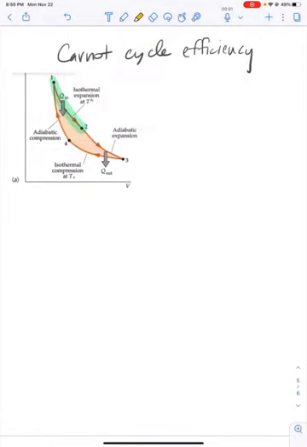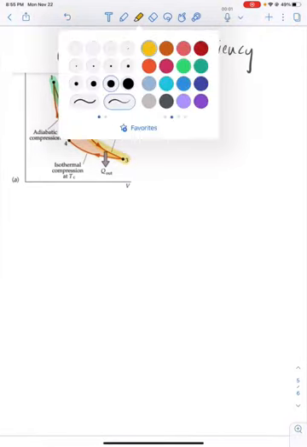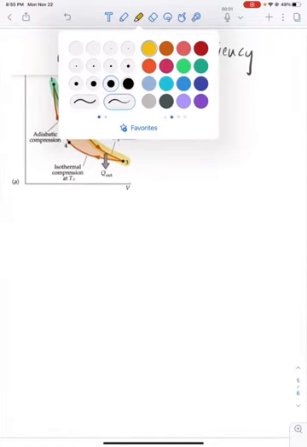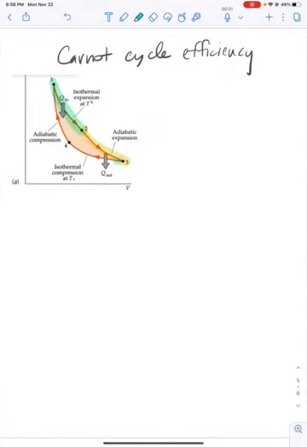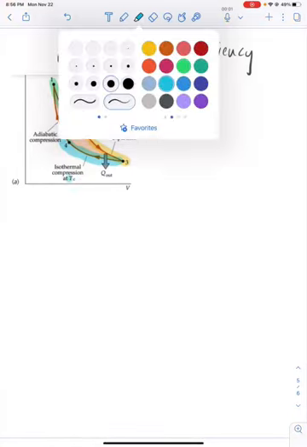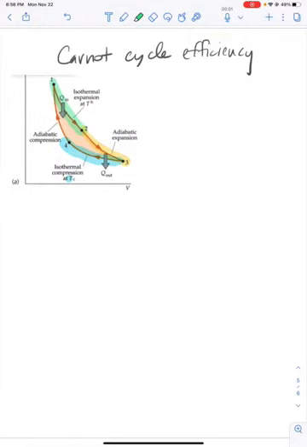Then next we've got an adiabatic expansion, so there's no heat transfer during that process. We've got another isothermal process. This one's a compression at TC. And then finally we have an adiabatic compression to bring us back to where we started.